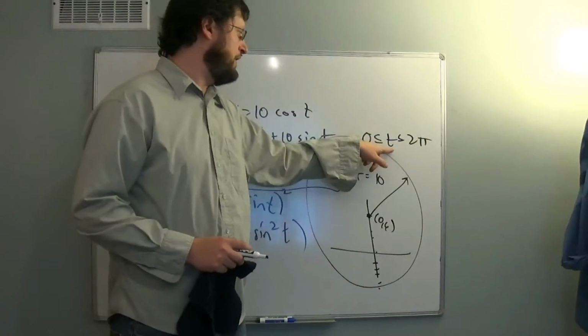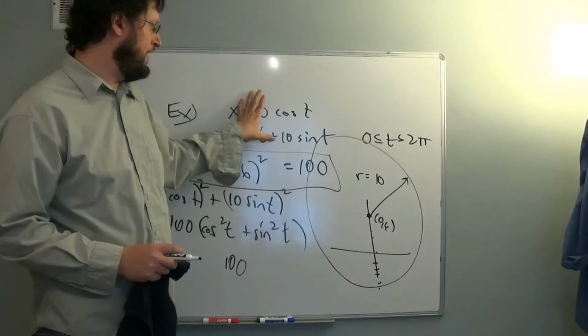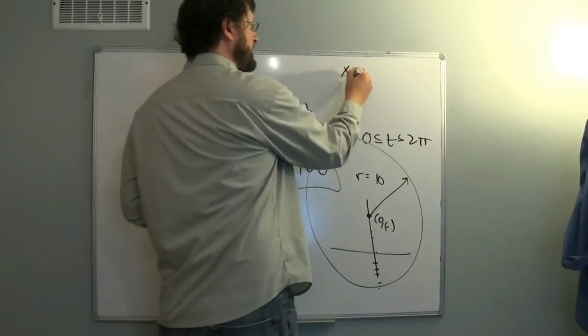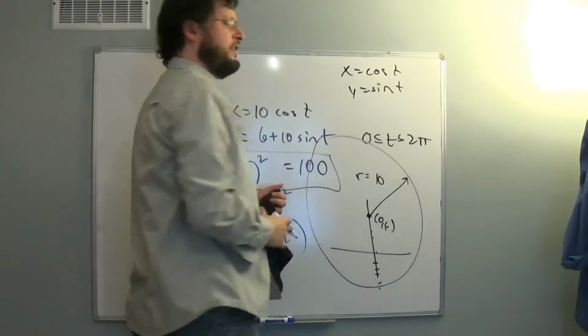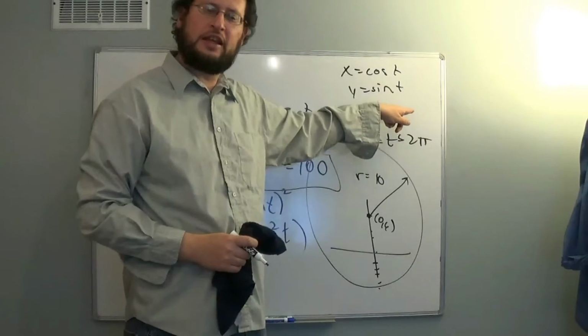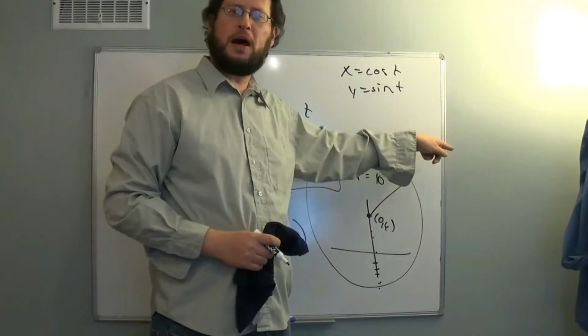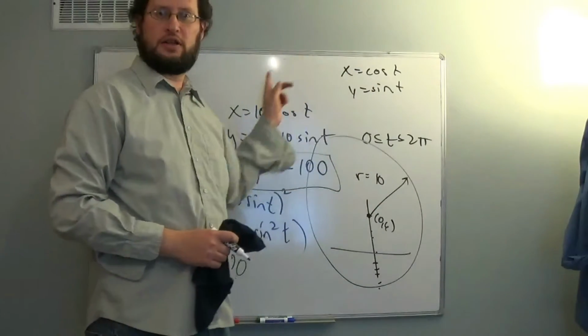Well, as t goes from 0 to 2 pi, t is essentially our angle here. If I didn't have any of this stuff, if I just had x equal to cosine t, y equal to sine t, then this would be the unit circle. This is cosine of theta, sine theta, as theta goes from 0 to 2 pi, which goes the entire way around the circle. And in fact goes counterclockwise.